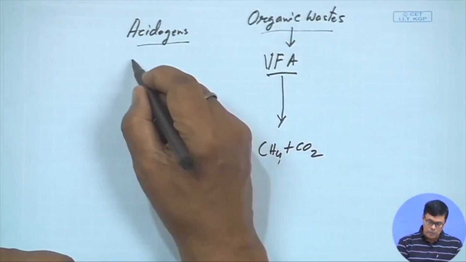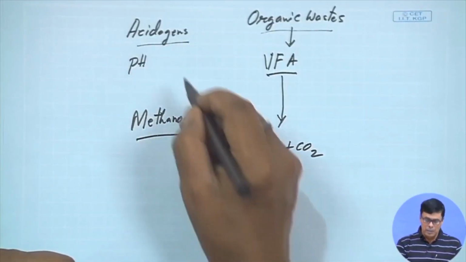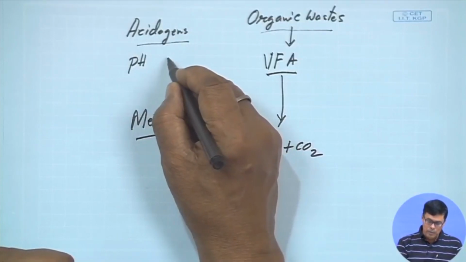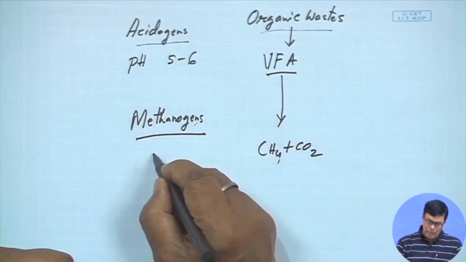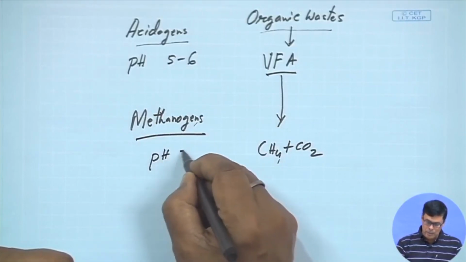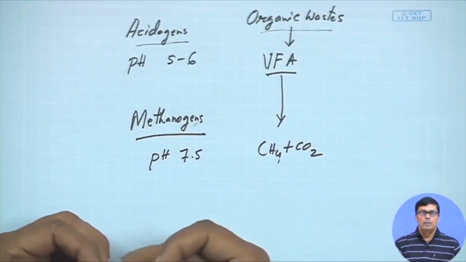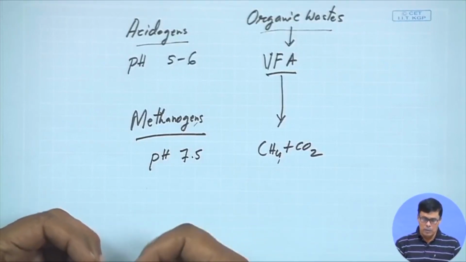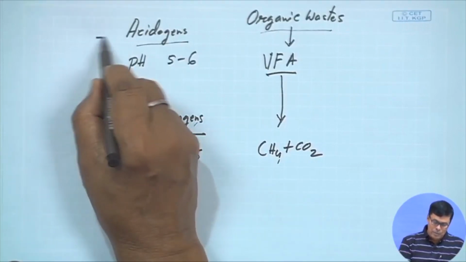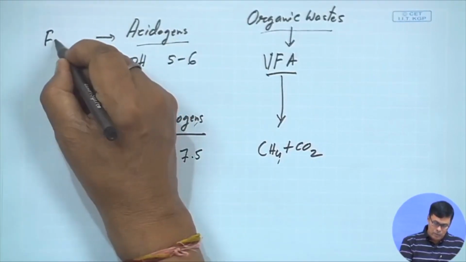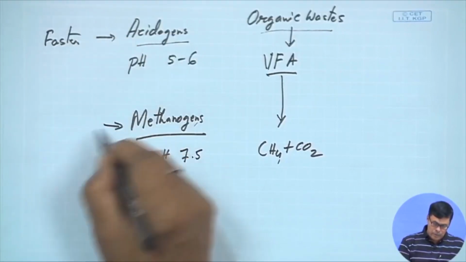Not only that, with respect to pH, the acidogens work at an acidic pH, maybe 5 to 6 is better for them, and in the case of methanogens, 7.5 is better, that is, an alkaline pH is better for the growth of methanogens. Now, the growth of the acidogens is quite faster, and the growth of the methanogens is slower.